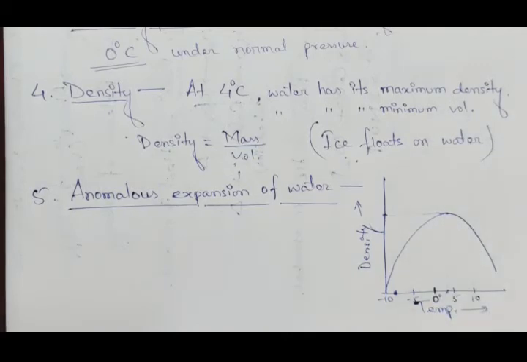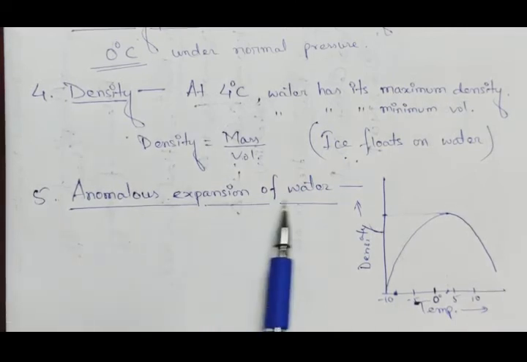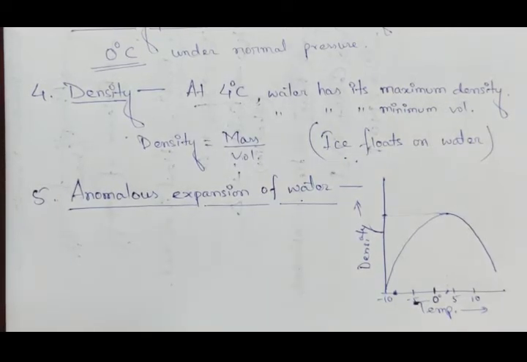Okay, depending on this anomalous expansion of water, marine life is enabled to exist in the colder regions. Okay, what happens there? See, when the atmospheric temperature is very low, suppose it is 0 degrees or negative, then what will happen? The surface water which is in contact with the atmosphere will start freezing, it will become ice. But the water under that ice layer, there the temperature is gradually increasing.